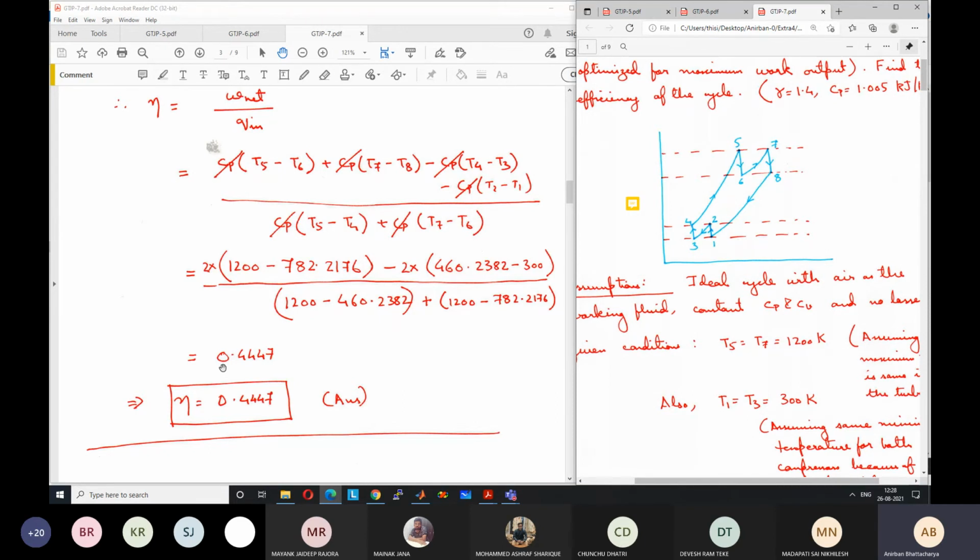So simple Brayton cycle would have had higher efficiency, because we have added reheating and intercooling. The efficiency has become lower. You can easily calculate what will be the efficiency for simple Brayton at R equal to 20. It will be much higher.